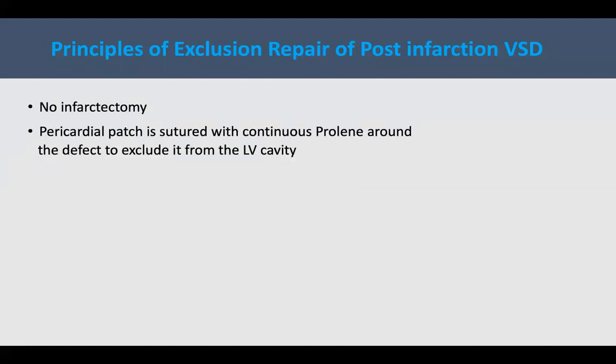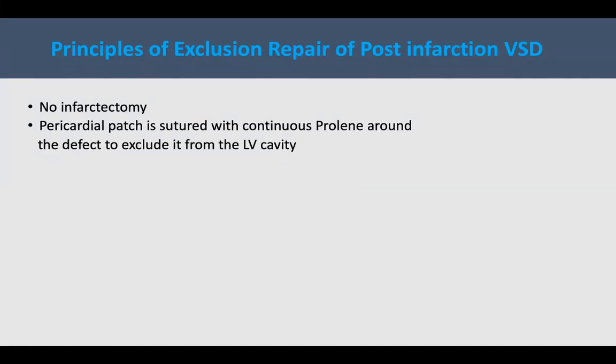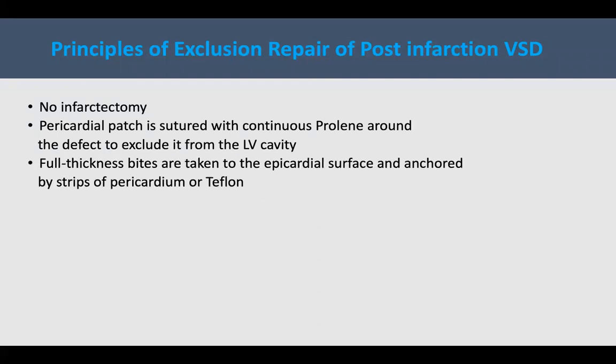Another, more familiar, is the infarct exclusion method, where we don't touch any necrotic tissue. We don't do anything. We leave the infarction as it is. So we put a pericardial patch sutured with continuous Prolene around the defect to exclude it from the LV cavity. Then full thickness bites are taken to the epicardial surface and anchored by strips of pericardium or Teflon.